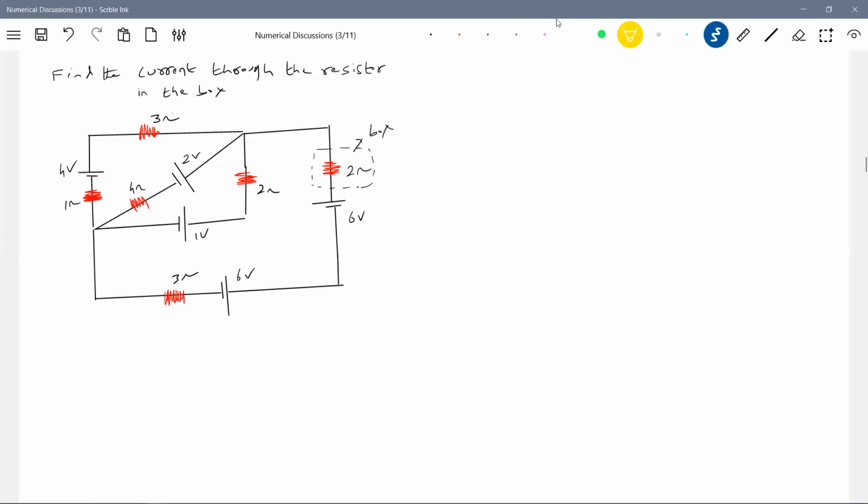Find the current through the resistor in the box. So there's a box, and you have to find the current through this 2 ohm resistor. How to get the current through this 2 ohm resistor? Shall we write loop equations here? 1, 2, 3, three loop equations. I'll find the loop currents, then I'll get the current.